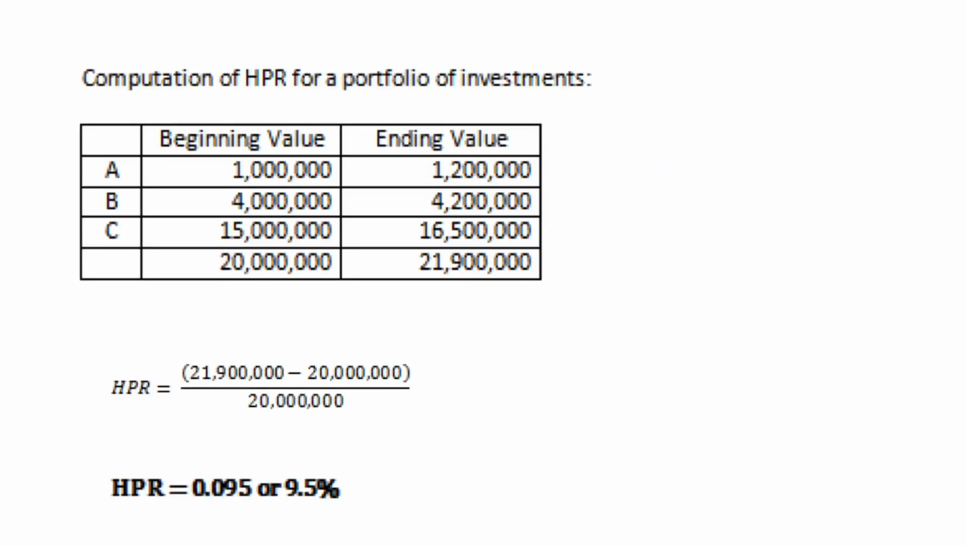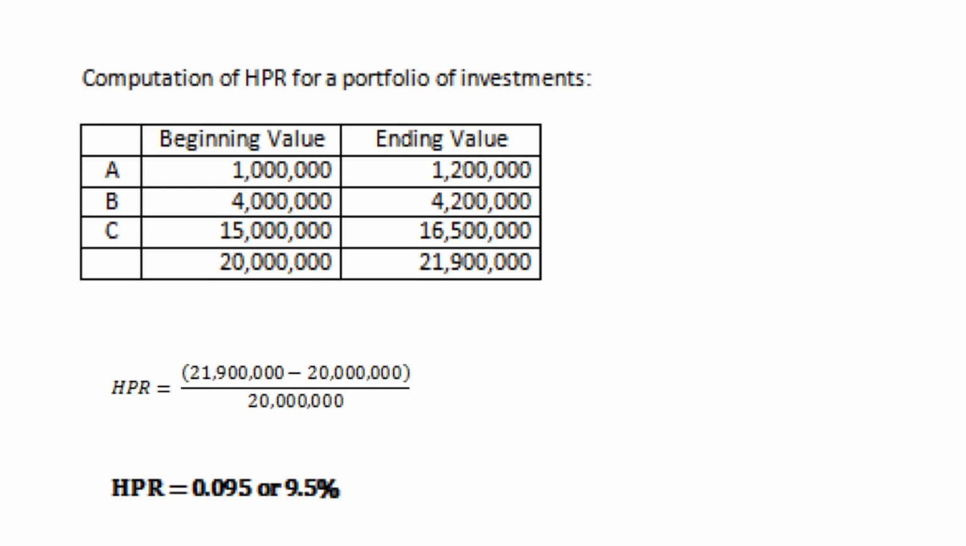Let us now move on to another example. This time, we compute the holding period return for a portfolio of investments. An investor may have the option to have as many securities or investments in a single portfolio. In this example, we assume that the investor has 3 securities in his portfolio.